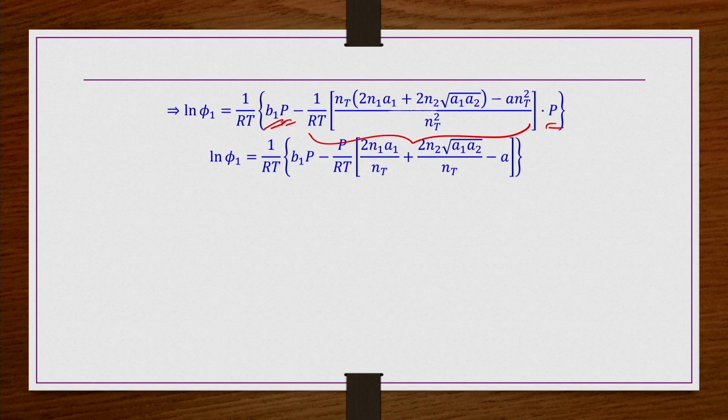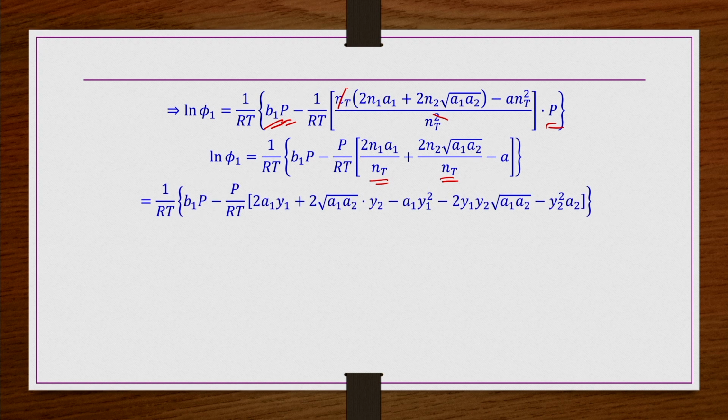So now this equation we can further write like this by taking this NT, and the square of NT you can cancel out. So that we can write like this. Why are we doing this? Because we have these N1 by NT terms and N2 by NT terms. So for those terms we can write y1, y2. So that is 2 A1 y1 plus 2 square root of A1 A2 and then y2, and then minus, we can write minus of A1 y1 square plus 2 y1 y2 square root of A1 A2 plus A2 y2 square.